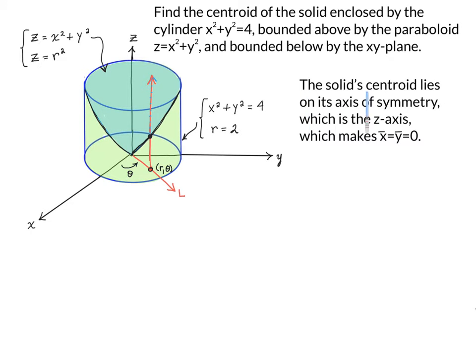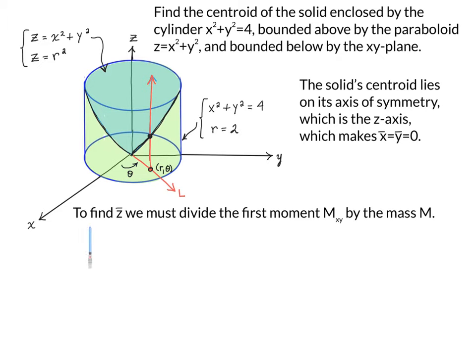So the solid centroid lies on its axis of symmetry, and you can see that it's symmetrical about the z-axis, which makes x bar and y bar equal to 0. Okay, these are our coordinates for our centroid. So our centroid coordinates for x and y will be right at the origin. To find z bar, which is the z coordinate for our centroid, we must divide the first moment by the mass.